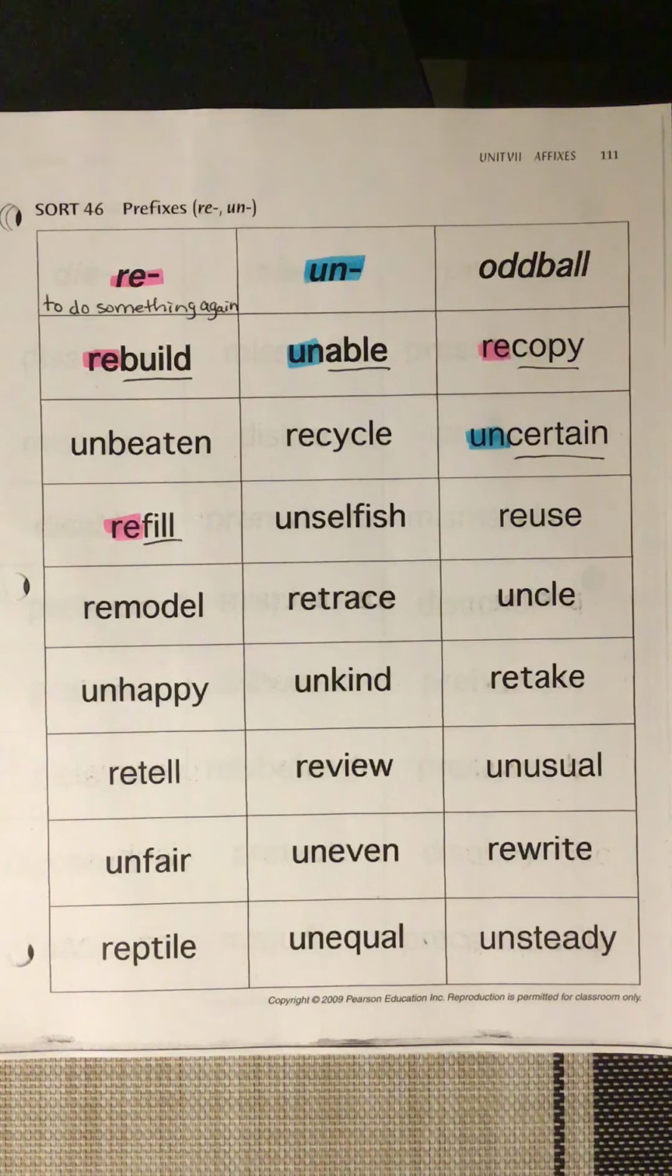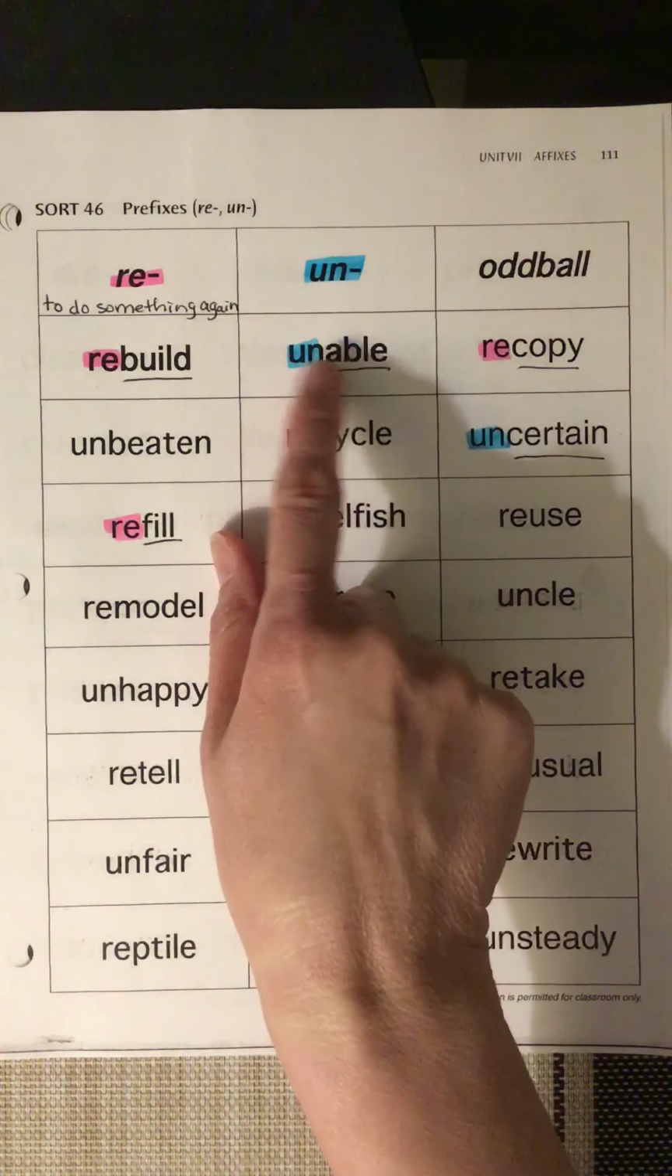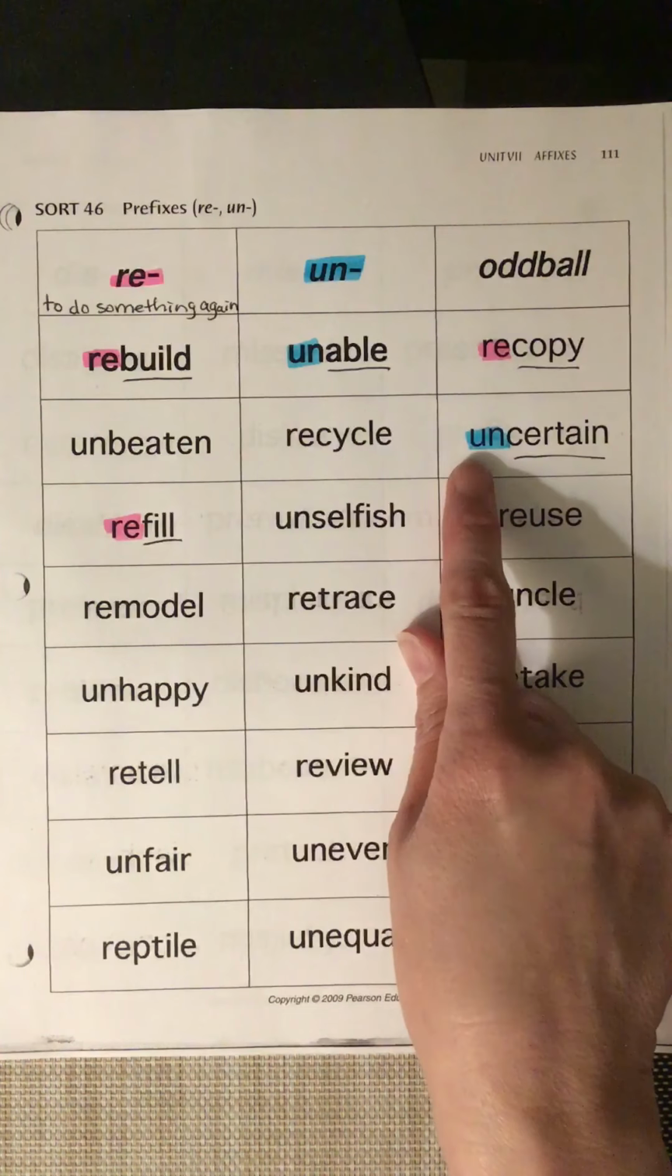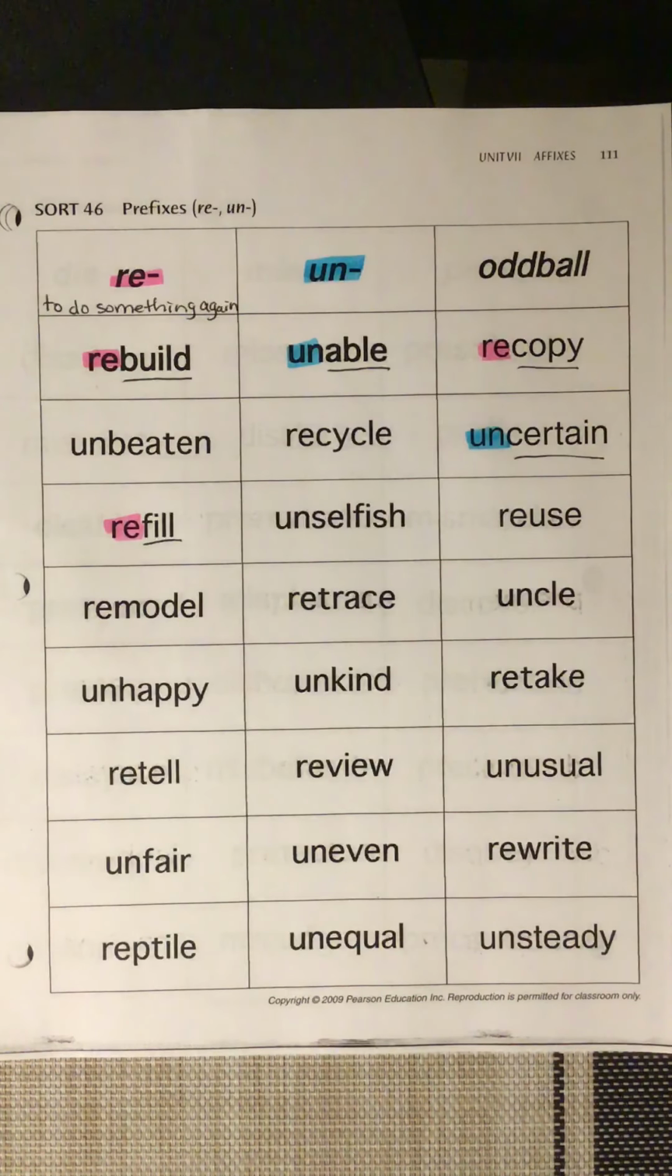If you said, I am uncertain about what my mark will be on this test, that means you are not sure. So as you can see, unable means I'm not able. Uncertain means I am not certain. And let's find one more.